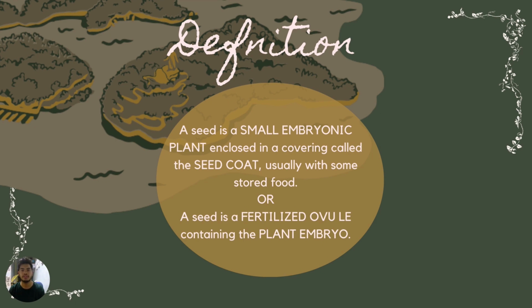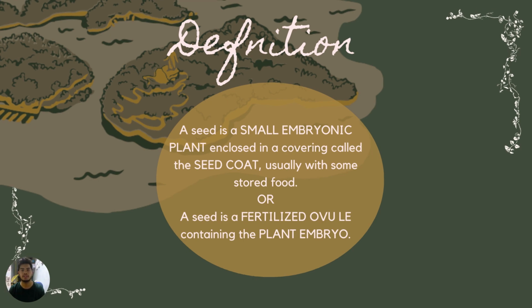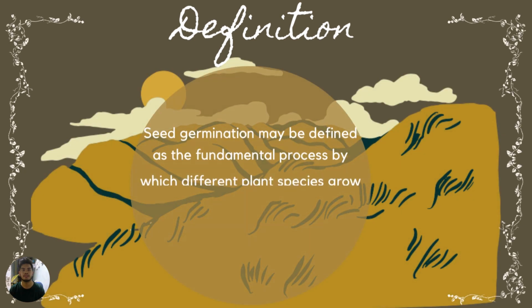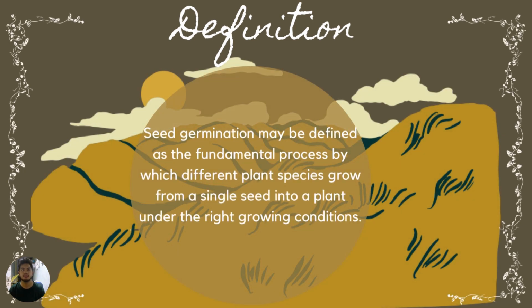Next is the definition of seed germination. Seed germination may be defined as the fundamental process by which different plant species grow from a single seed into a plant under the right growing conditions.